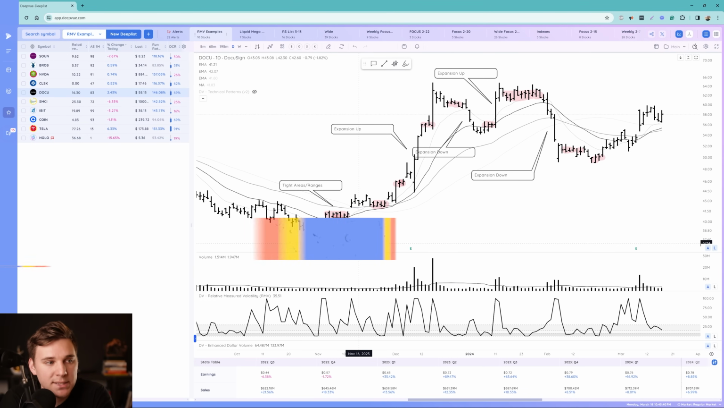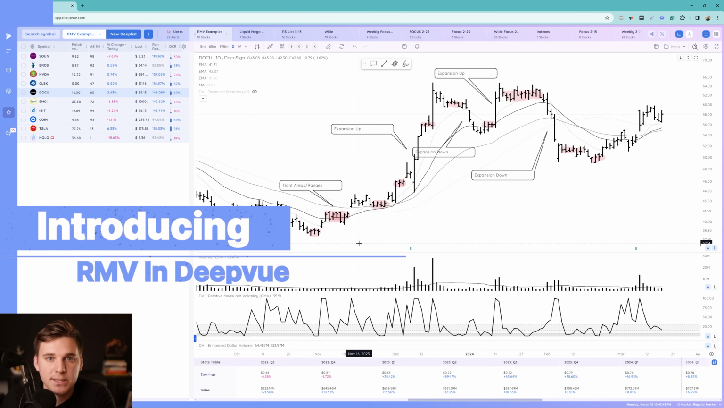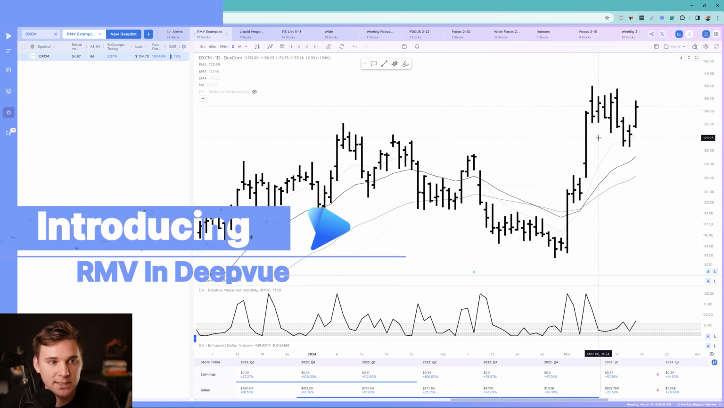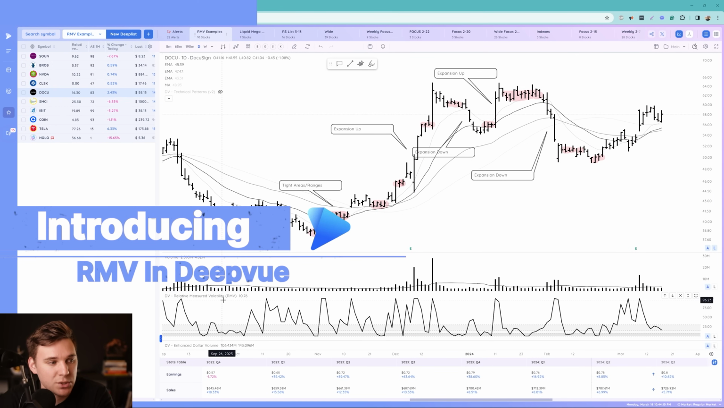Tight areas are basically a sign of equilibrium in the stock's price, where there's a lack of sellers, all the selling is being absorbed. And you can see this subtle tight area here that the top traders will pick up on, but most traders will kind of miss these two tight days.